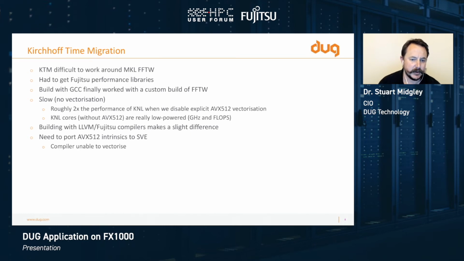So we set about building with LLVM and the Fujitsu backend over GCC, and it didn't really make a lot of difference. Again, we have to do a bit of work, I think, porting our AVX512 intrinsics over to SVE. The compiler just doesn't seem able to vectorize the code that we have. So that's something we're fiddling around with now, and we'll continue.